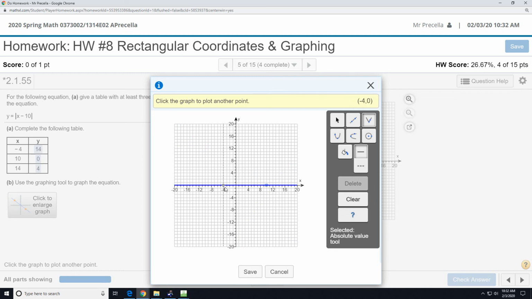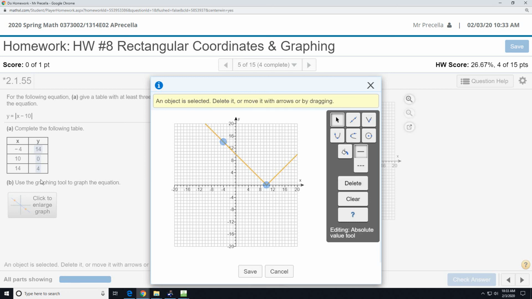So let's see. -4. I'm going to plot that first one. The -4, up 14. Look in the upper right-hand corner of the yellow rectangle. Am I at -4, 14? Yeah. You might notice if you had plotted right 14, up 4, you would have still had the same graph. But you only plot the vertex and one other point.